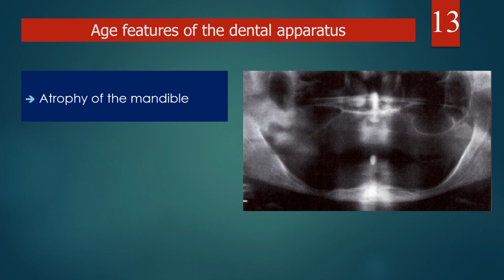Age features of the dental apparatus. Here you can see the X-ray film with the atrophy of the mandible. You can see how thin it gets.